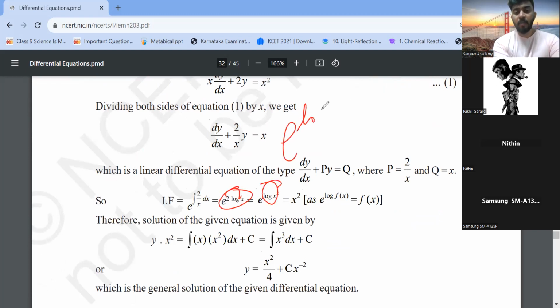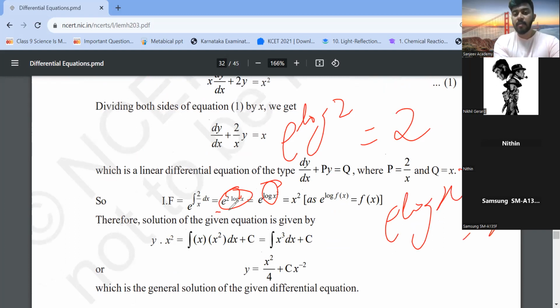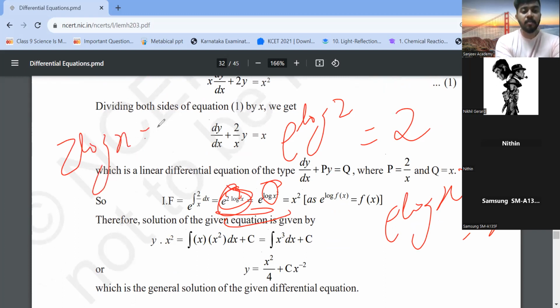In e power log of anything. If e power log 2 is what? 2. E power log x square is what? X square. Correct? So if you're understanding 2 log x is what? Basically 2 log x can be written as log x the whole square. That's all. A power x, log a power x is x log a. Okay. So coming to that, we'll be getting x square.